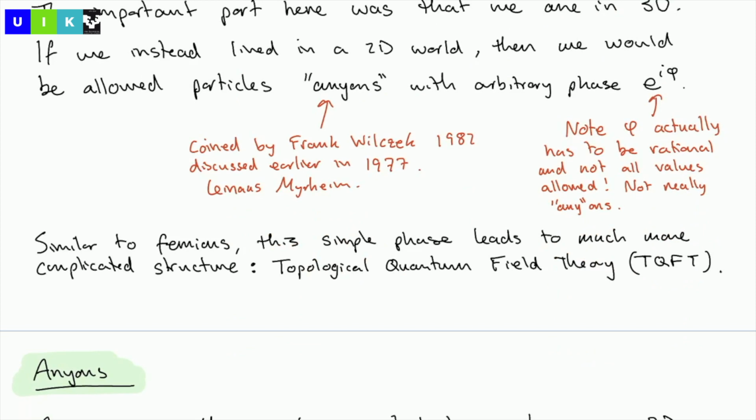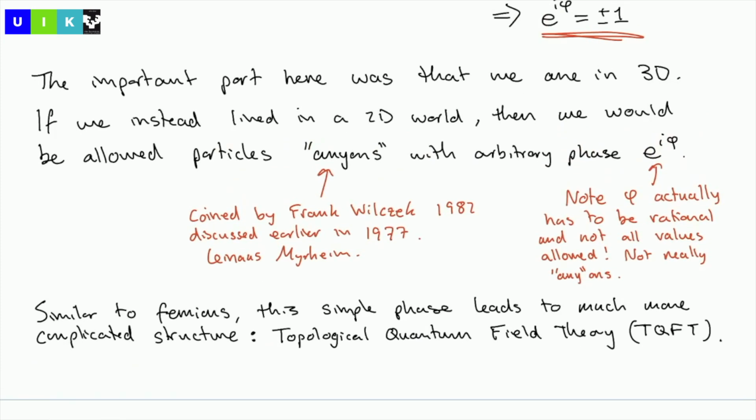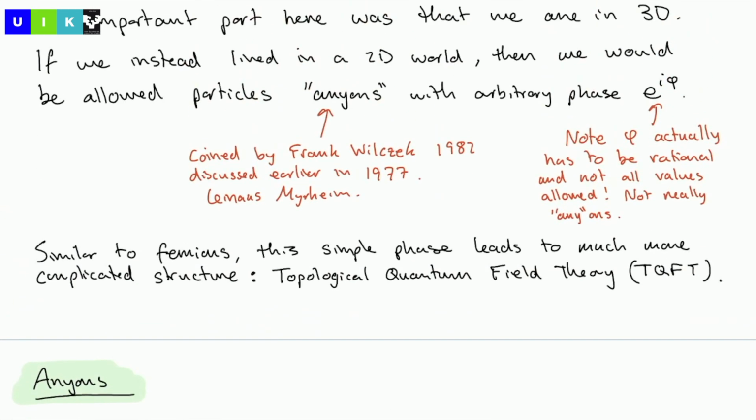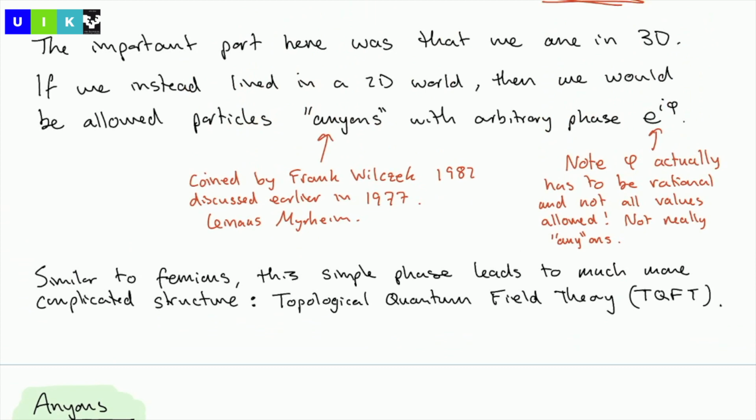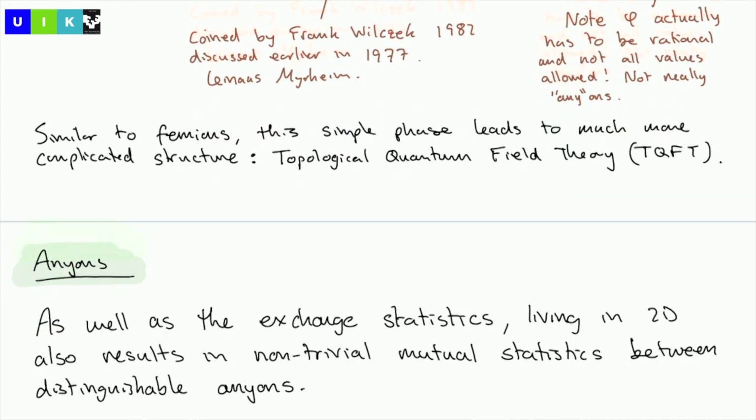So very simply put, it's more complicated than this. If we lived in a 2D world, then particles would be allowed instead to have a general phase e to the i phi. This would still be a possibility. And the allowed particles would be what we're calling anyons. Now, all of this is simplified, and it turns out anyons is also a bit of a misnomer. Not any phase actually turns out to be allowed. Like, these have to be rational phases, and then also, not all rational phases are allowed. But the main point is that if we're in 2D, then more possibilities are available.